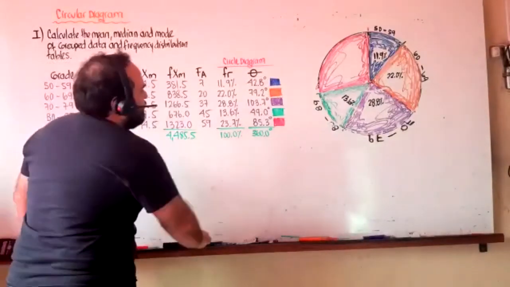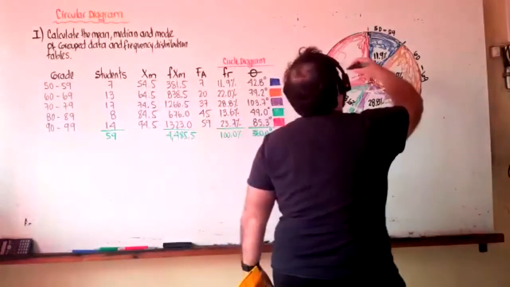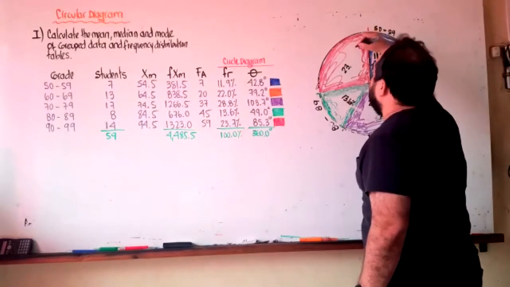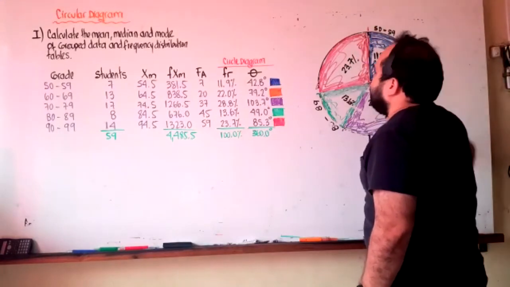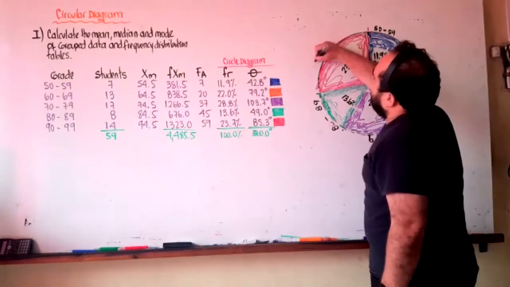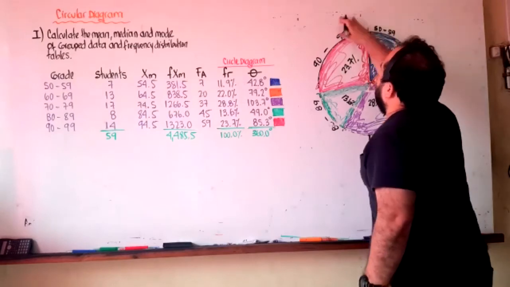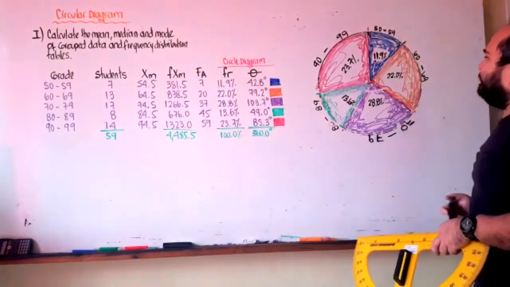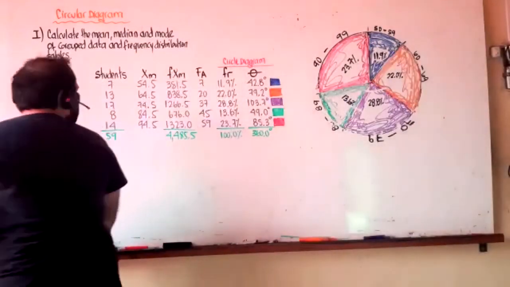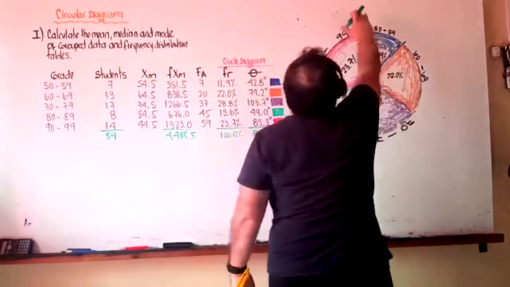And the percentage will be 23.7. 23.7 degrees. And the interval will be since 90 to 99. All right. And what will be the name of this one? The name of this situation will be a circular diagram.